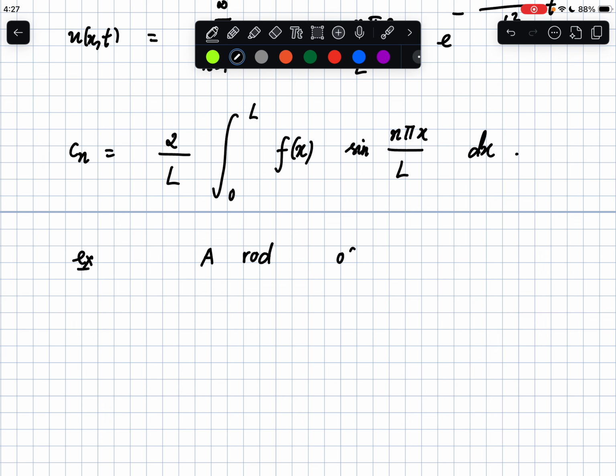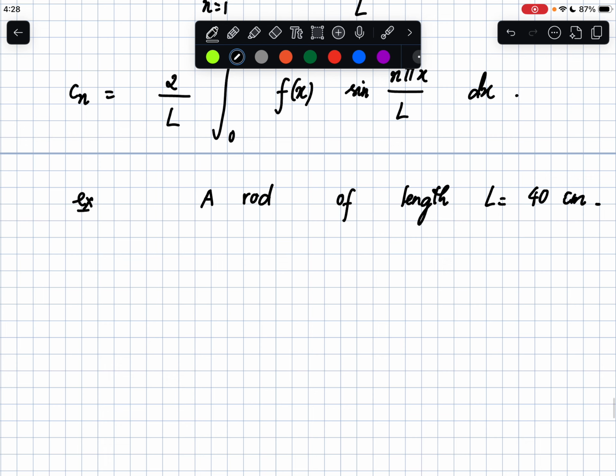of length L equal to 40 centimeters, and the two ends are embedded in ice, so the end temperatures are 0 degrees Celsius, and this rod is heated at time 0, at t equal to 0.